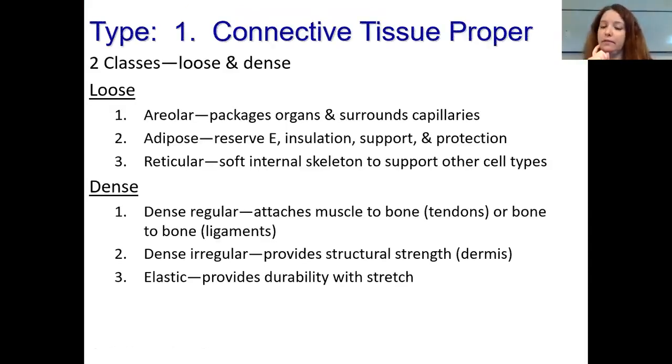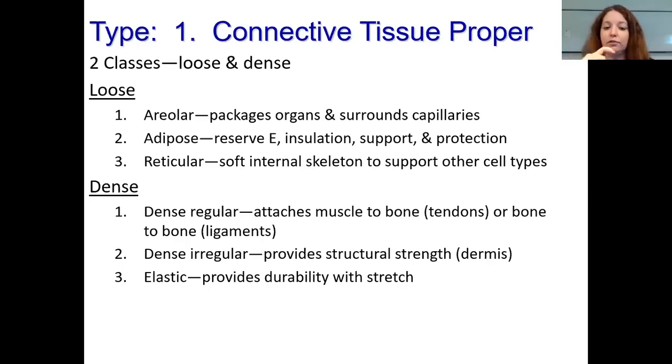These are necessary information. We're going to talk about connective tissue proper. Remember, then you have cartilage, bone, and blood. This is connective tissue proper, and it comes in these 6 different versions. 3 are loose ground substance matrix, or loose matrix, and 3 are a dense matrix. You have areolar. It packages the organs and it surrounds capillaries. You have adipose, so it's fat. It's for insulation, support, and protection. And then you have reticular, which is a soft internal skeleton to support other cell types.